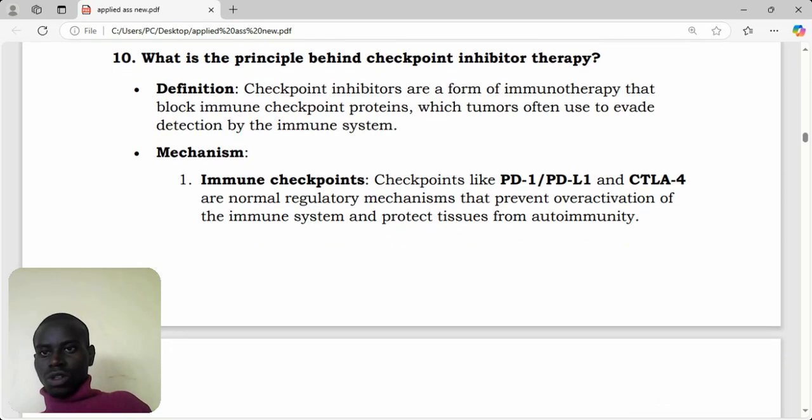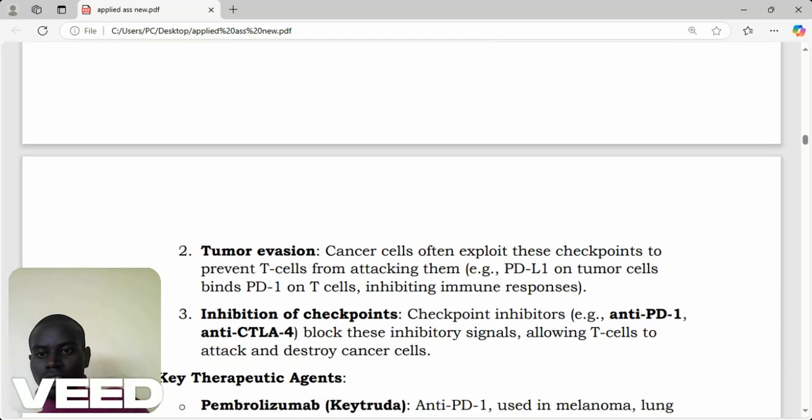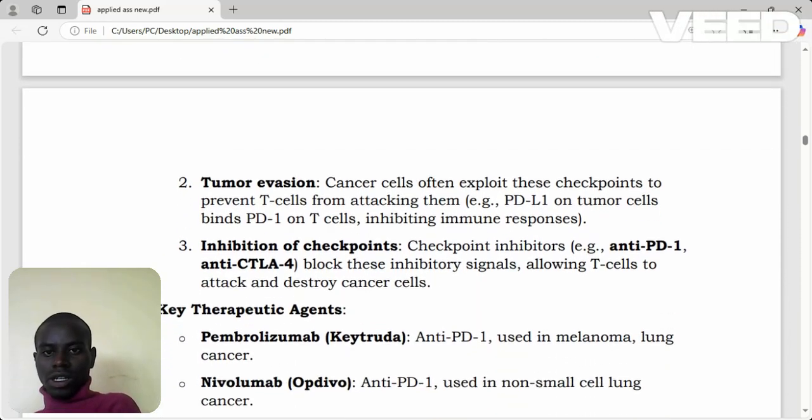Here, there are some mechanisms for these checkpoint inhibitors. Firstly, immune checkpoints. Checkpoints like PD-1 or PD-L1 and CTLA-4 are normal regulatory mechanisms that prevent overactivation of the immune system and protect tissues from autoimmunity. Secondly, tumor evasion. Cancer cells often exploit these checkpoints to prevent T cells from attacking them. For example, PD-L1 on a tumor cell binds PD-1 on a T cell, thus inhibiting immune responses.